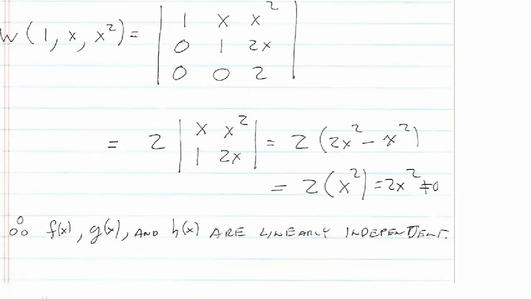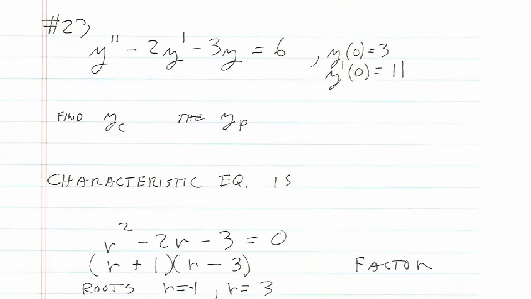The final problem I'd like to illustrate as an example in this section is the following. This is a non-homogeneous differential equation. We have the 6 on the other side there, right? So y double prime minus 2y prime minus 3y is equal to 6. We have the initial conditions that y of 0 is 3, y prime of 0 is 11, and we're supposed to find y sub c, which is the general solution to the corresponding homogeneous system. And then we're going to find y sub p, one particular solution.